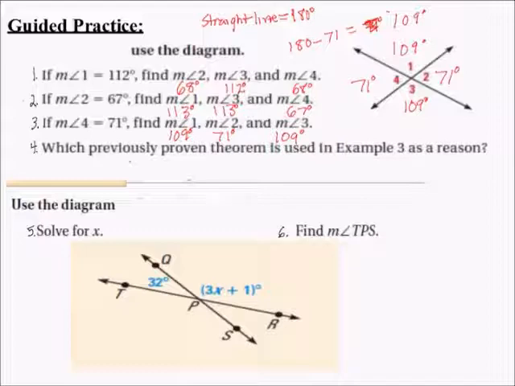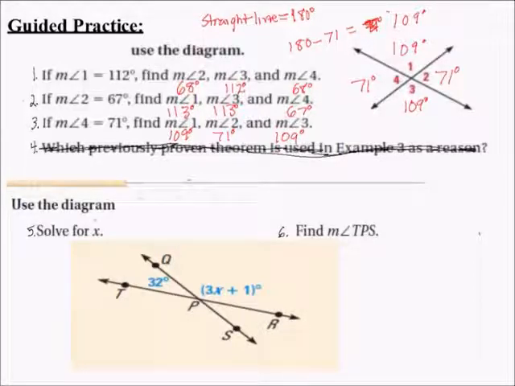Which previously proven theorem is used in example 3 as a reason? You don't need that, okay? You don't need that because I don't have example 3. Okay, so you do not need this. Do not put that in.